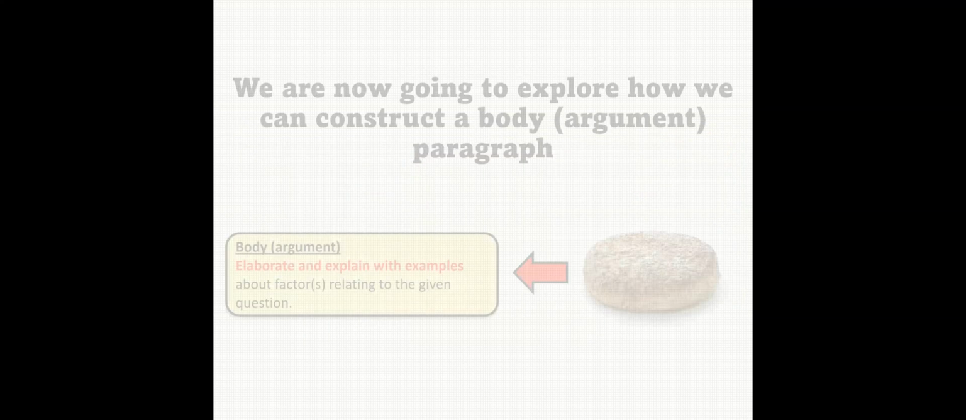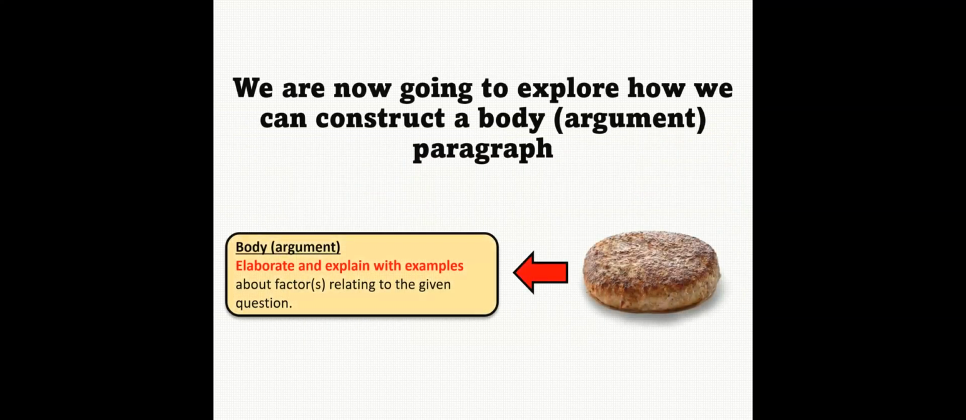Okay, so how do I write my body paragraphs? Basically, you need to understand what is the purpose of the body paragraph. You just want to elaborate and explain with examples. Remember, examples are very important about the factors relating to the given question. So let's say you talk about distance from the sea, altitude, and latitude. All these answer the question, but you want to explain how they actually answer the question.